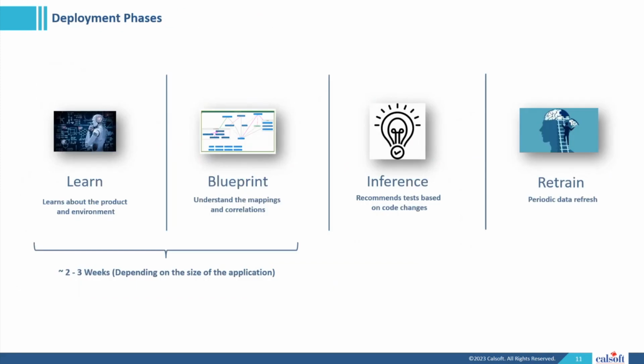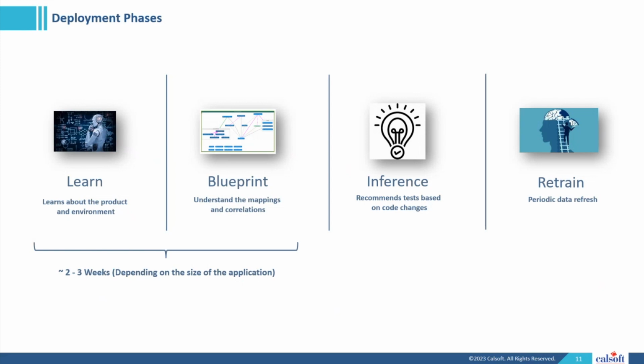So talking about the deployment phases, there are 4 primarily. When we deploy CalTIA in any environment, the first phase is the learning phase. Although CalTIA has a robust context of various different artifacts, it still needs to learn about your specific environment, product, and artifacts. So that is the primary objective of the learning phase.